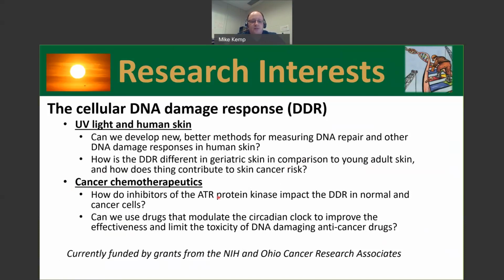A more recent project is to look at using drugs that can manipulate and modulate the body's circadian clock to potentially improve the effectiveness and limit the toxicity of DNA damaging anti-cancer drugs. And both of these projects are currently funded by the NIH and the Ohio Cancer Research Associates.